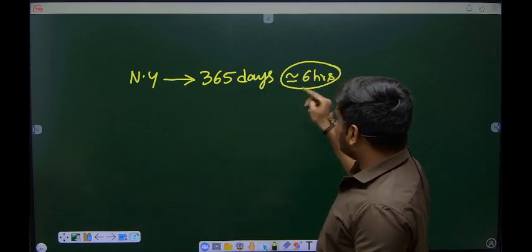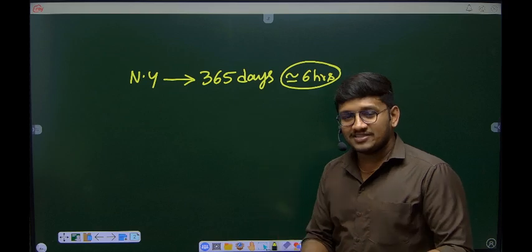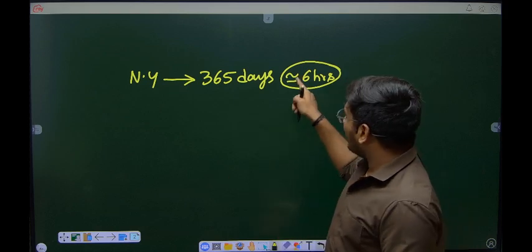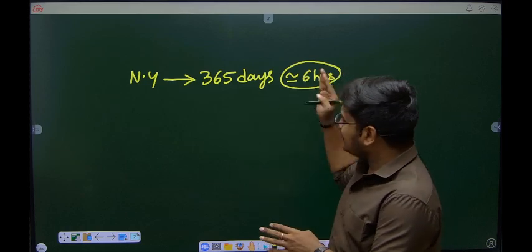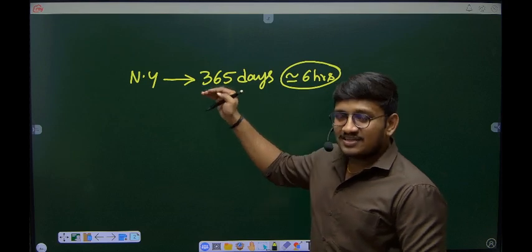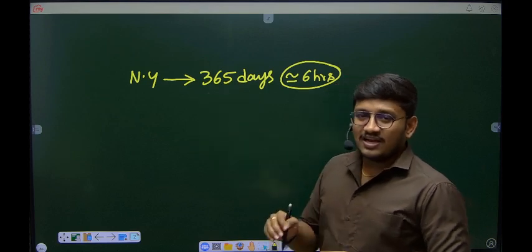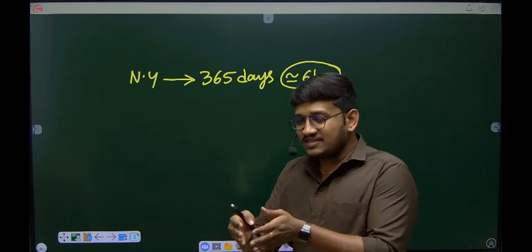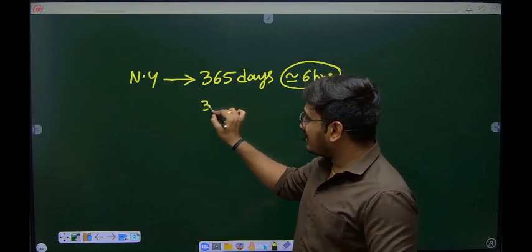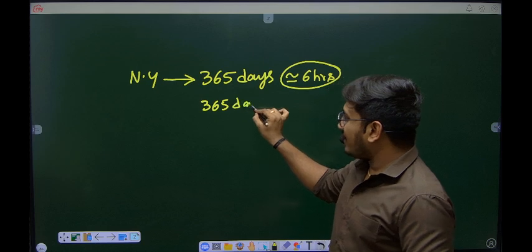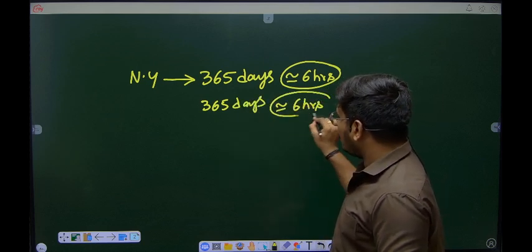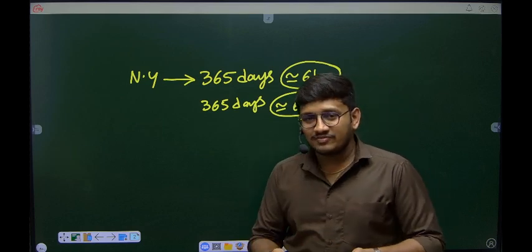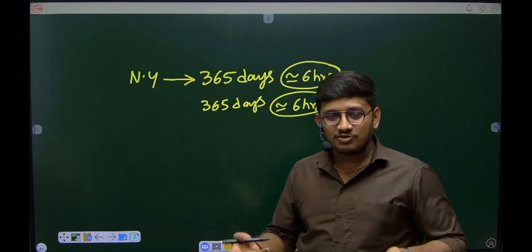But with these 6 hours, we cannot form a day, right? So that's the reason we neglected those 6 hours, and after neglecting them we just consider it 365 days. Now if the next year comes, obviously even next year also has 365 days, and approximately 6 hours will be left out.